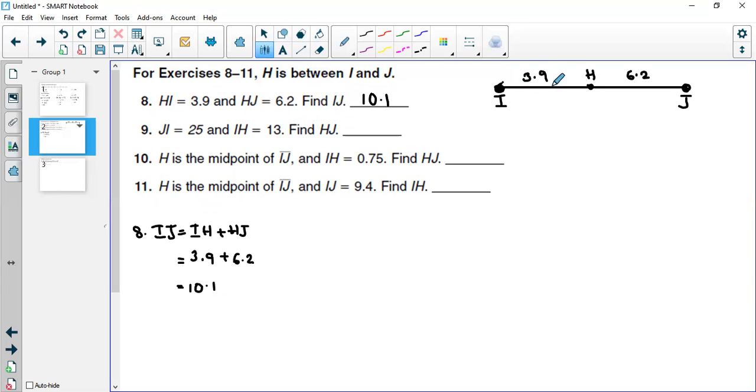Simply add from here to here it's 3.9, here to here it's 6.2. So to find the whole length, you simply add them. That's what we have done. Okay, let's move on to question number 9.